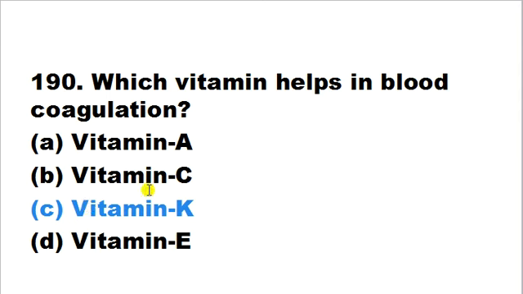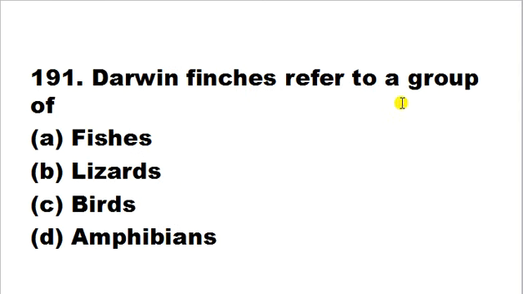Darwin finches refers to a group of fishes, lizard, birds, amphibian. So here first we have to know what Darwin finches are. Darwin finches is a theory given by the scientist Charles Darwin, and what he did on his visit to Galapagos Island, वो Galapagos Island को visit किया था उन्होंने, and he discovered several different species of finches that derived from island to island. They are different from one island to another island.